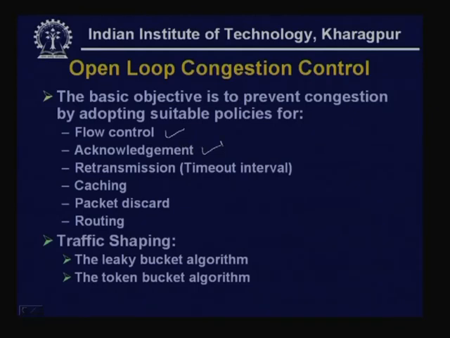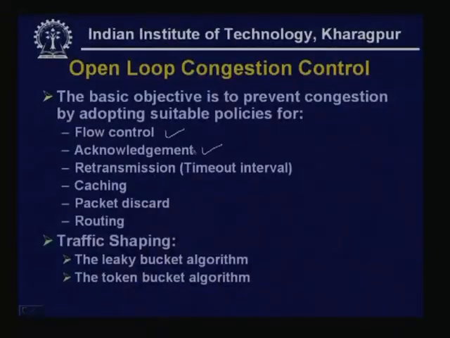Then the acknowledgement policy. As you know, a particular destination node can send an explicit acknowledgement packet which will reach the source node, source station. Another possibility is that whenever full duplex communication is going on, there is traffic in both directions, the destination node can send the acknowledgement in the form of piggybacking. We have already discussed the piggybacking approach. So, if the piggybacking technique is used for acknowledgement, then the traffic in the network is reduced. That also helps in preventing congestion.